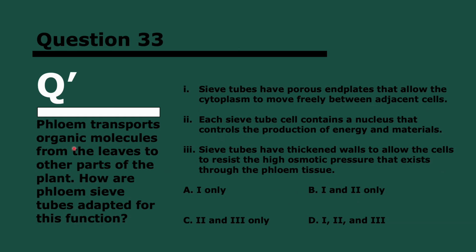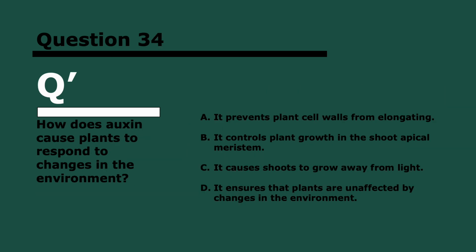Okay. So, next question. Phloem transports organic molecules from the leaves to other parts of the plant. How are phloem sieve tubes adapted for this function? And again, in 3, 2, and 1. So it's 1 only. Why? So 1 is just true. They have porous end plates, allowing the cytoplasm to move freely between adjacent cells. 2 is false because they don't contain a nucleus, right? So that's false. And then 3, there's not a high osmotic pressure. That's in the xylem, but in the phloem, there's not a high osmotic pressure, so they don't need thickened walls for that.